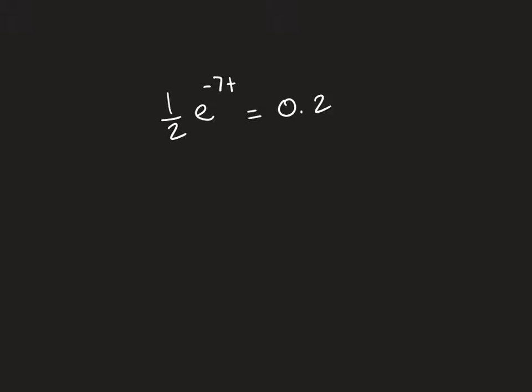So the first thing we'll need to do in this problem is try to isolate the e to the negative 7t. To do that, we will multiply both sides of the equation by 2, and that turns the coefficient into a 1. And so we're left with e to the negative 7t equals 0.4.